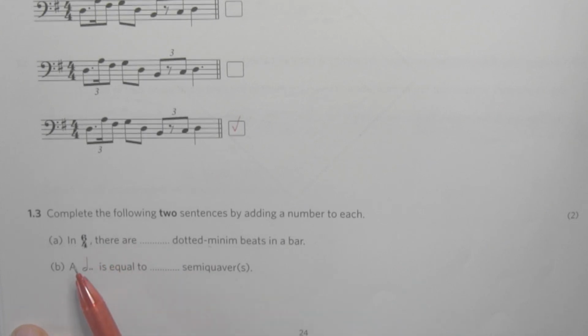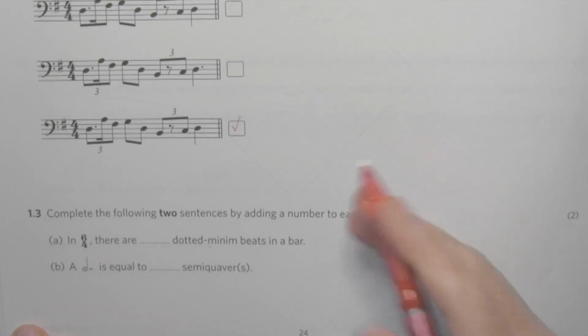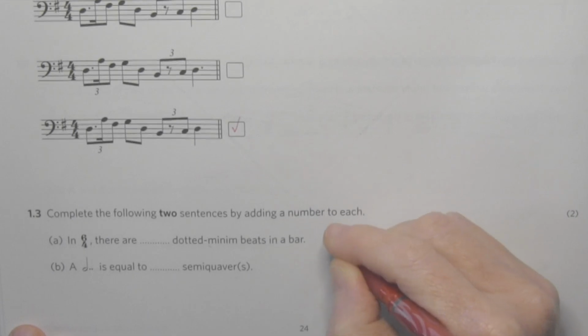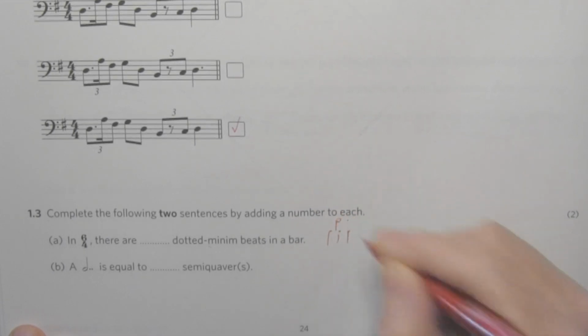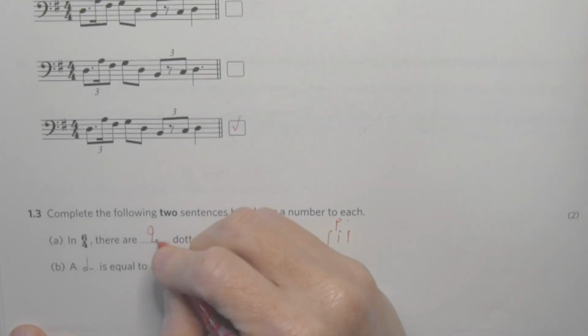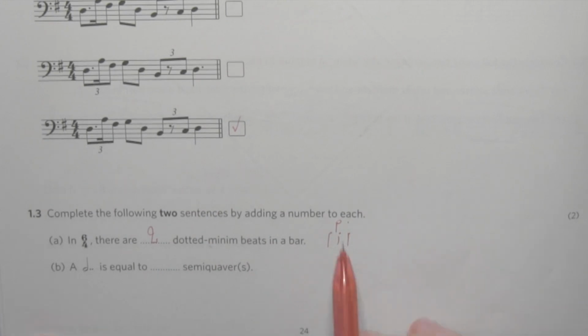6/4 is a compound time, and this is the key thing, made up of 3 plus 3 crotchets, and every crotchet is a dotted minim. So we have 2 dotted minims in a bar because it's this times 2.